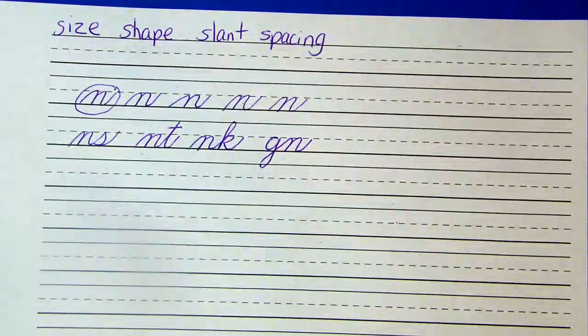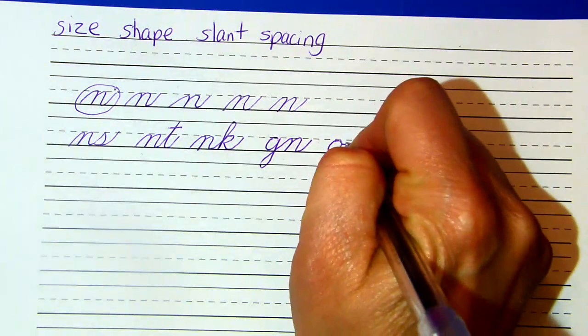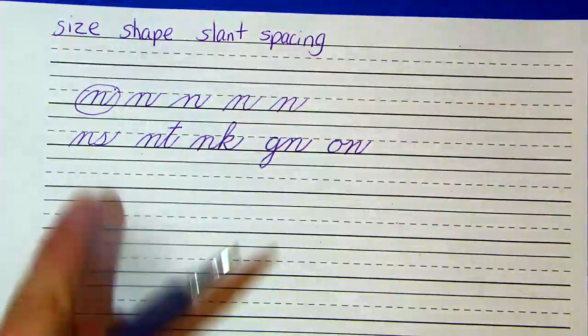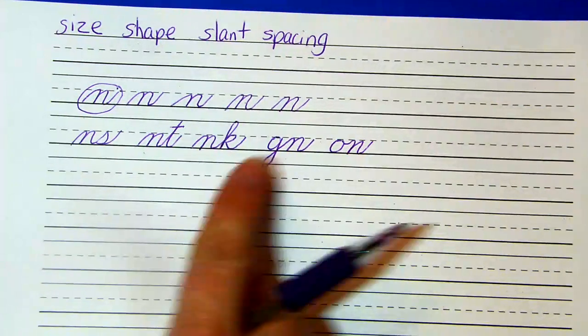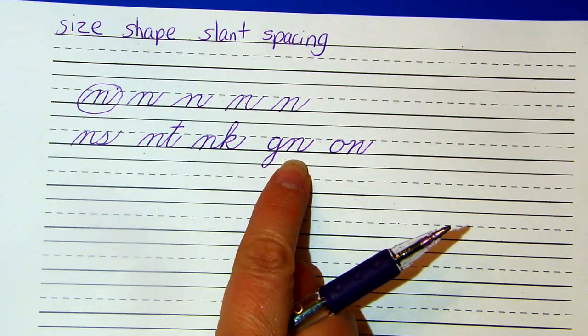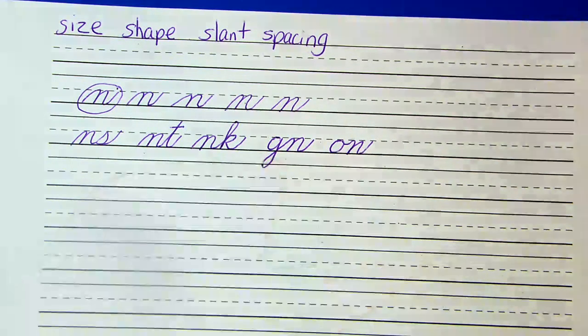And one more. This word. If you read NS, NT, NK, GN, and a few words start with GN, like the word gnaw, which is the word for when an animal chews on something. Gnaw has a GN, and the word ON, on. If you read those joinings, you're getting excellent at reading cursive.